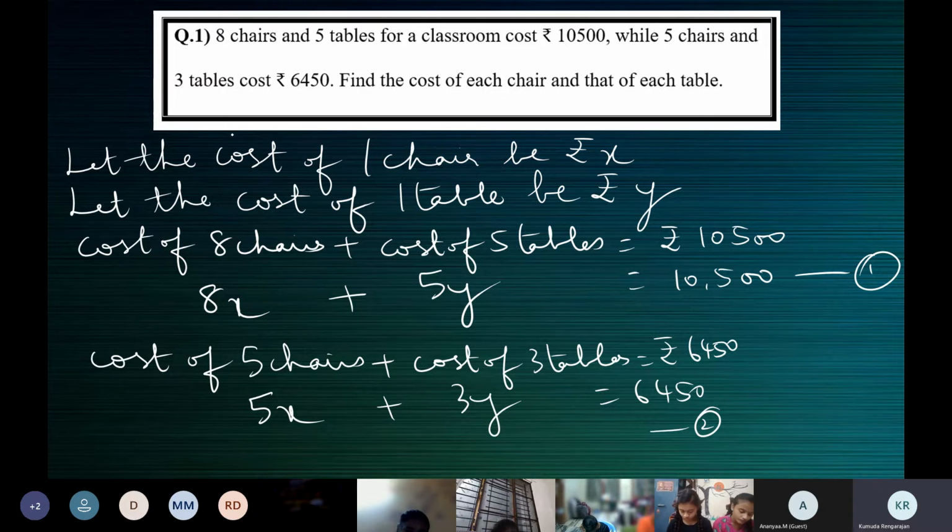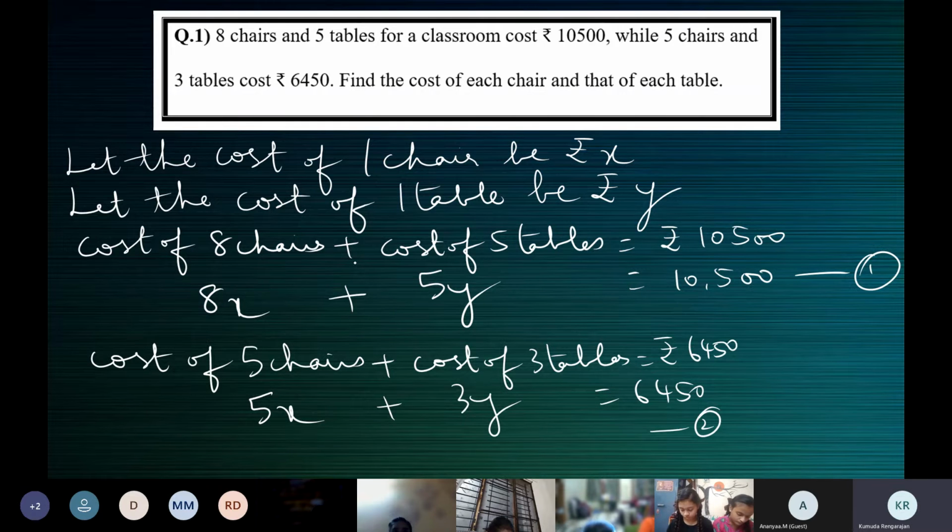Yes, what are the values of x and y? Ma'am, x is equal to 750. Which method have you adopted? Elimination, ma'am. Okay, and x is equal to 750, is it? Yes, ma'am. What about the value of y? 1 minute, ma'am. I'm working on it.